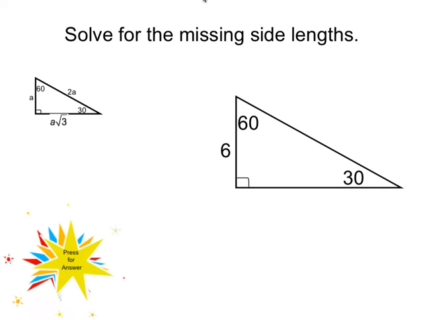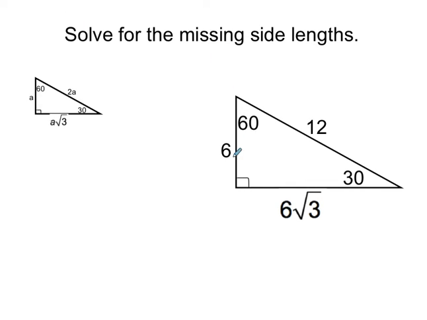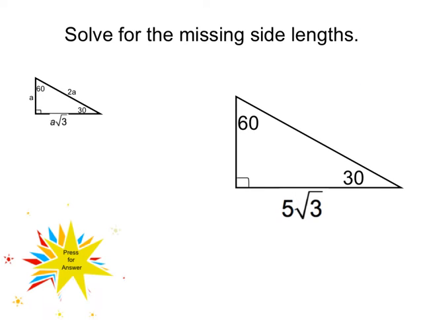Try this one. Press pause when you're ready for the answer. Press play again. Here we go, same thing. This side was a, this side was a root 3, this side was 2a. Now, this time I'm given the side across from the 60-degree angle. This is a times the square root of 3. This side is a.